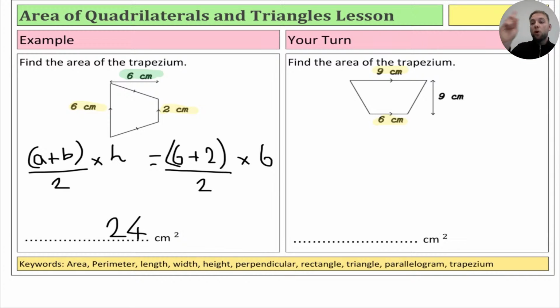Have a go at that one on the right hand side, and then once you know the answer, type it into the chat. I noticed that everyone's just going to copy in the chat now, aren't they? Remember to show your working as well.